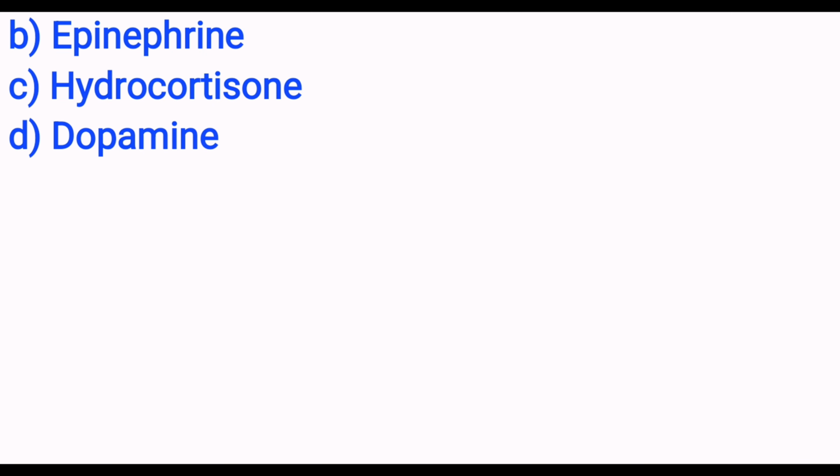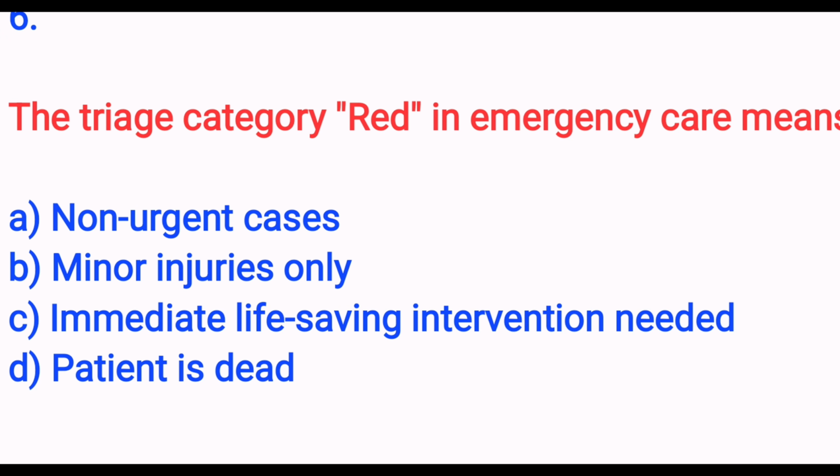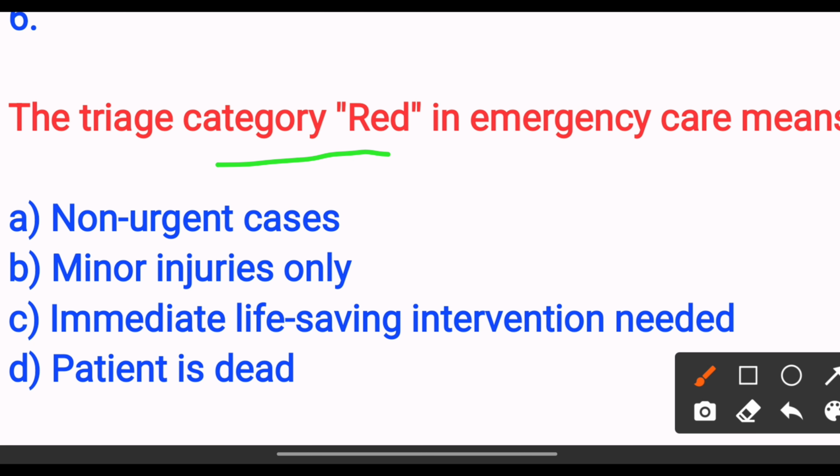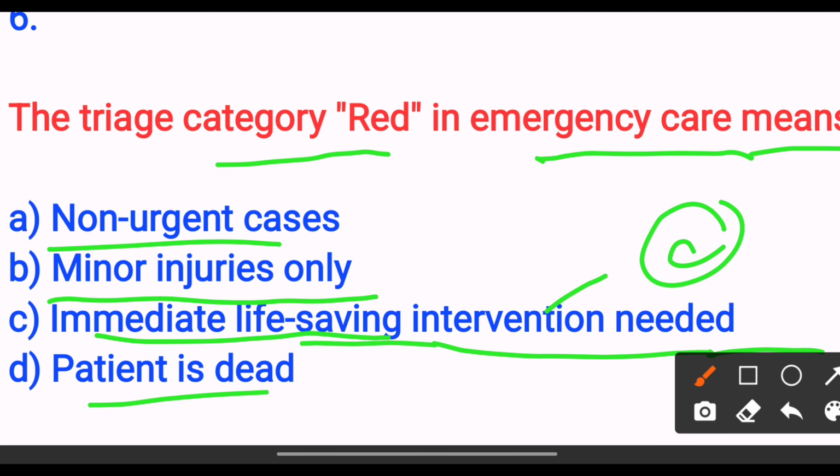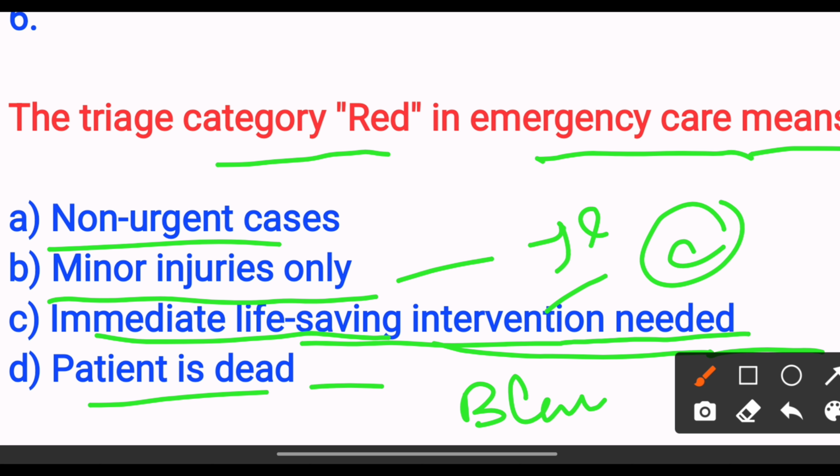Next, triage category red in emergency care means: option A, non-urgent cases; option B, minor injuries only; option C, immediate life-saving intervention needed; option D, patient is dead. The answer is option C, immediate life-saving intervention needed. For a dead patient, it is black; minor injuries should be yellow and non-urgent is green.